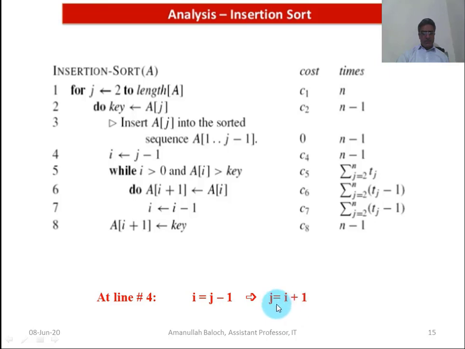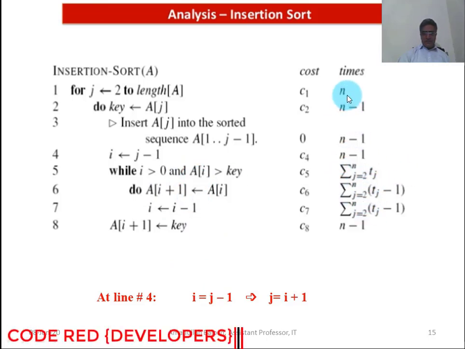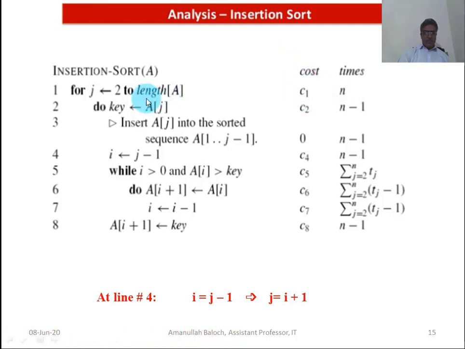J is equal to I plus 1. Here this thing is simple, that C1 is the single execution time of this statement, while this statement will execute in this algorithm n times, so the total execution time will be C1 into n.